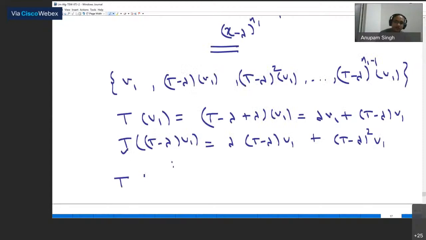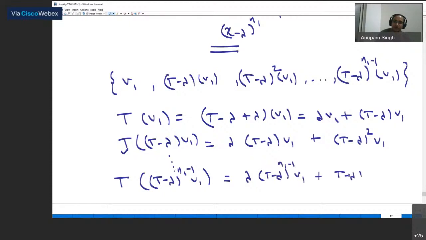When you reach the last one, if I apply t to t minus lambda to the power n1 minus 1 v1, you'll see that I'll get lambda times t minus lambda to the power n1 minus 1 v1 plus t minus lambda to the power n1 of v1, but this is 0.